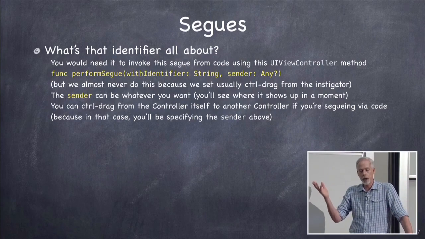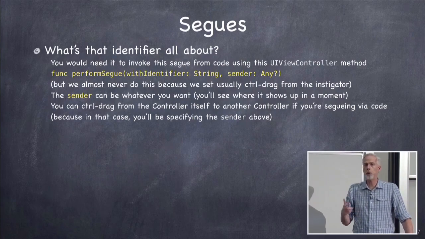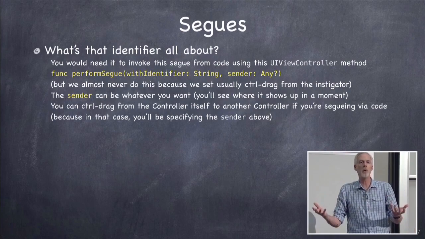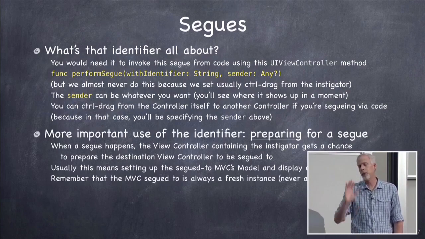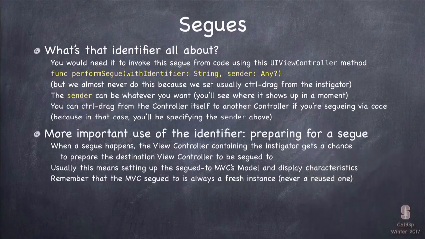So what can you do with these identifiers? It is actually possible to cause a segue to happen from code with perform segue with identifier, but I'm not even going to talk about that because we're never going to do that. We always are going to have buttons. Well, I'm not saying we're never going to do that, but we won't be doing that in your assignment 3, that's for sure. It's pretty rare. But you can do it with perform segue.